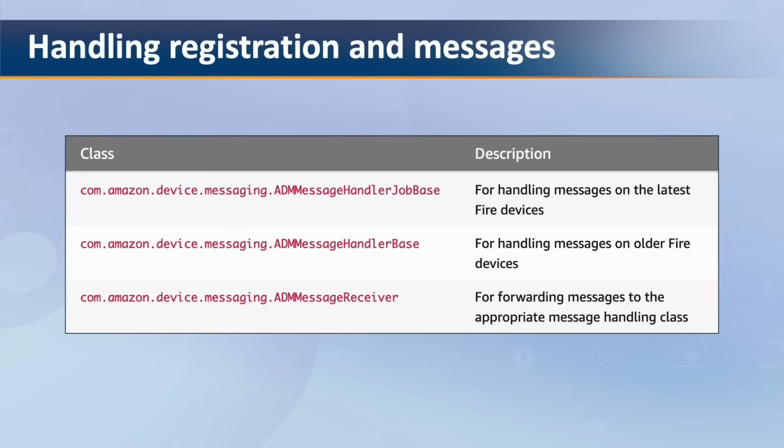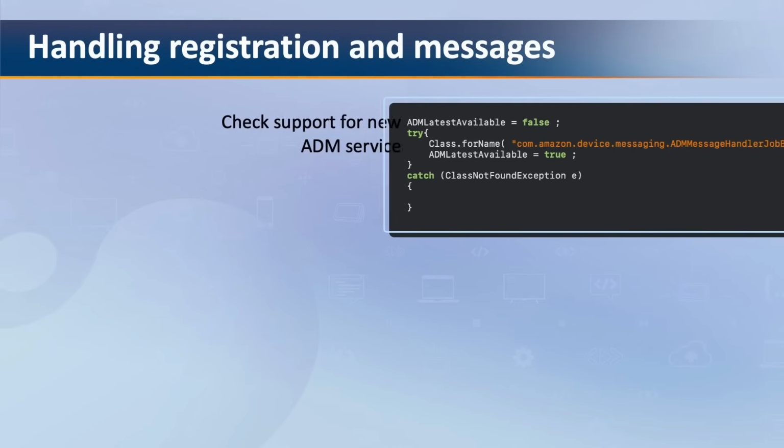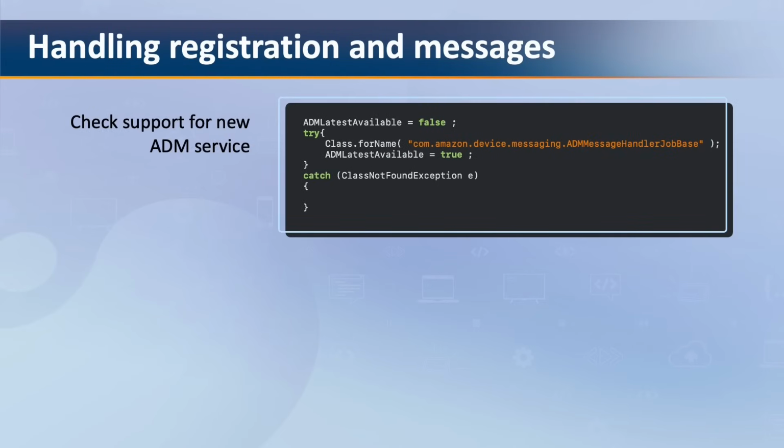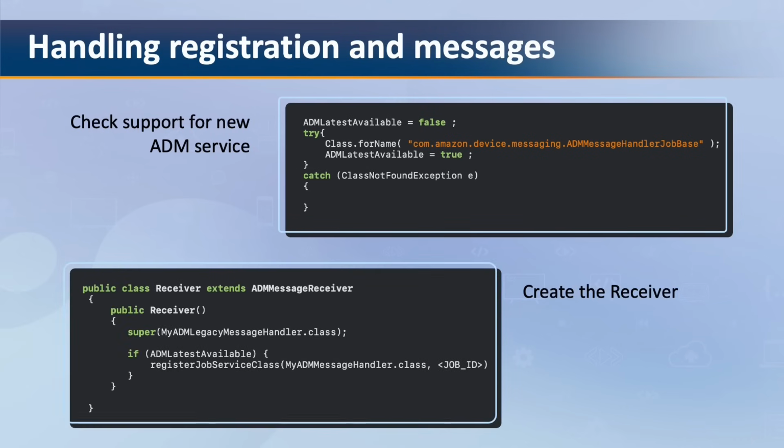To handle the registration and the messages, ADM has three classes that we must extend. ADMMessageHandlerJobBase for handling messages on the latest Fire devices, ADMMessageHandlerBase for handling messages on older Fire devices, and ADMMessageReceiver for forwarding messages to the appropriate message handling class. To choose which message handler to use, we need first to check if the new ADM services is supported. Then, when we create the receiver, we can select the new job-based handler if the latest ADM is available.